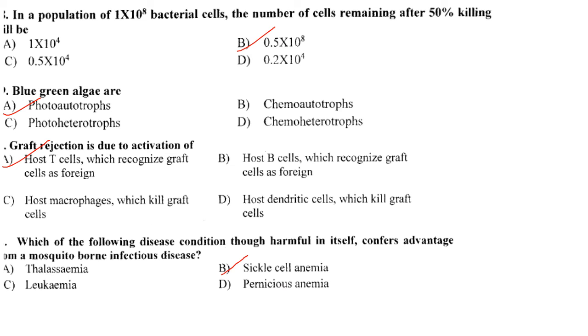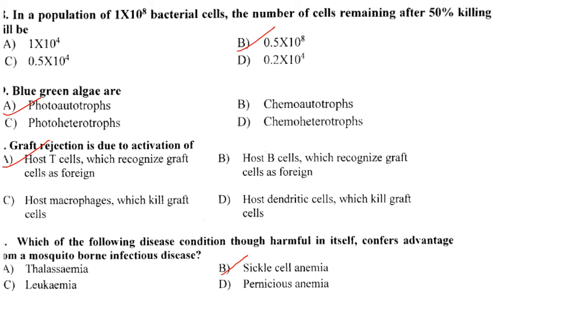In a population of 1 into 10 raised to 8 bacterial cells, the number of cells remaining after 50% killing will be 0.5 into 10 raised to 8. So the answer is option B. Blue-green algae are photoautotrophs. Answer is option A. Graft rejection is due to activation of host T cells, which recognize graft cells as foreign. So the answer is option A.